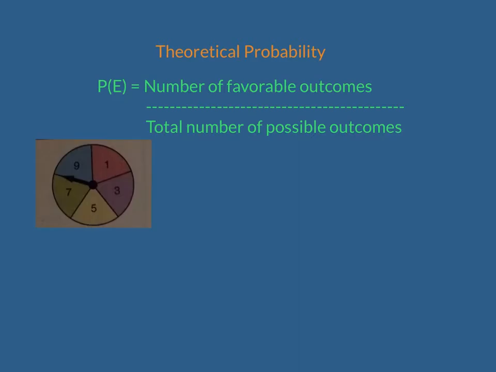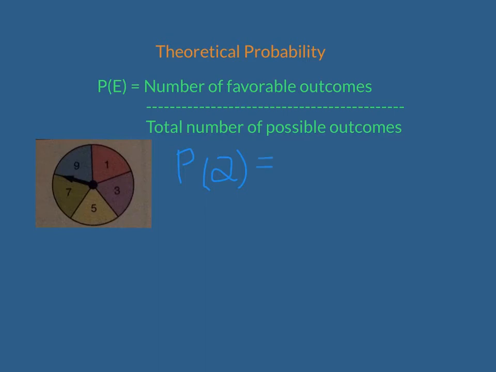Let's take a look at this spinner in order to help concrete this idea of theoretical probability. Each number on this spinner, we've got 9, 1, 3, 5, 7. Those are each one possible outcome or result if we were to spin this spinner. The sample space, or set of all possible outcomes, is 1, 3, 5, 7, or 9. So let's find the probability, that would be P, of spinning a 2.